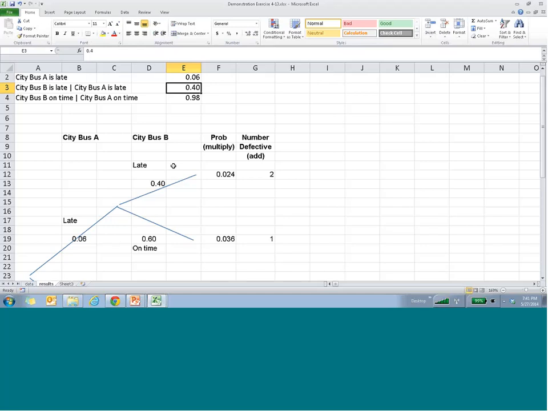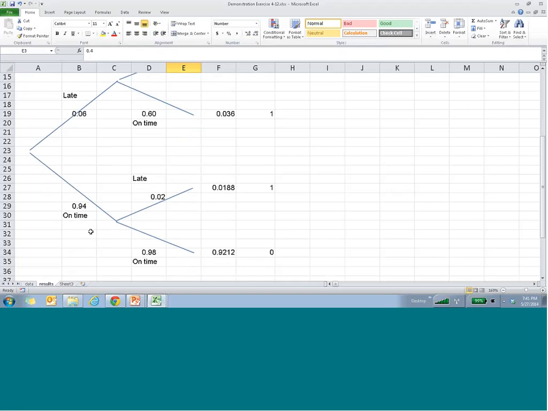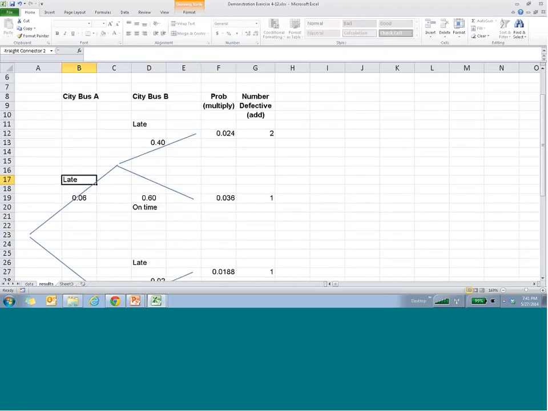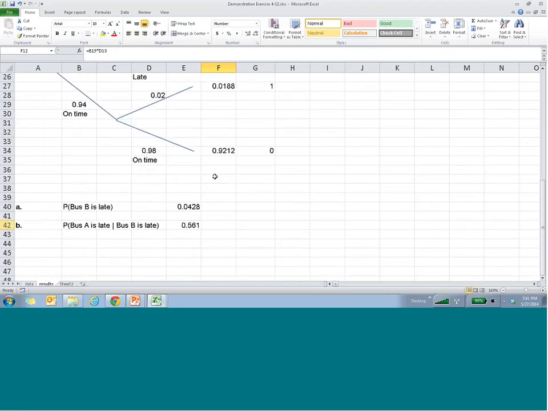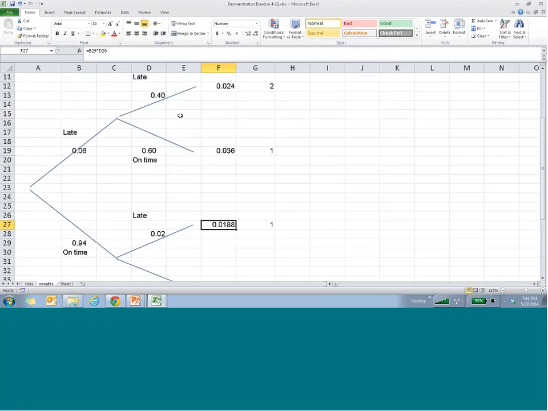Now here, what is it that we're looking for? The percentage of time that bus B is late. So if we say that bus A is on time and then bus B is late, then I'm going to say 94% times 0.02 gives me this. Here, if bus A is late and bus B is also late, then I've got 6% times 40% is 0.024, or 2.4%. So then to add that up, what's the probability that B is late? Then I'm going to add this probability of B being late. So bus A was on time, but then bus B was late. Here's my first number. Bus A was late, and then bus B was also late. Here's my second number. So let me highlight that.